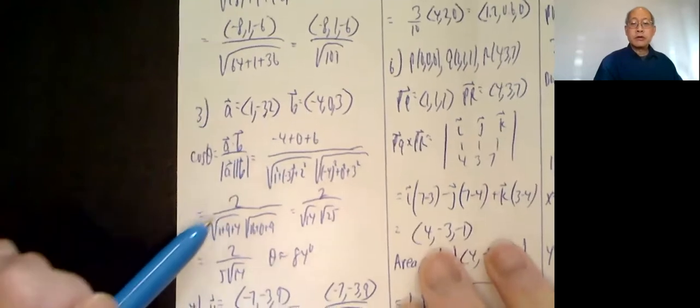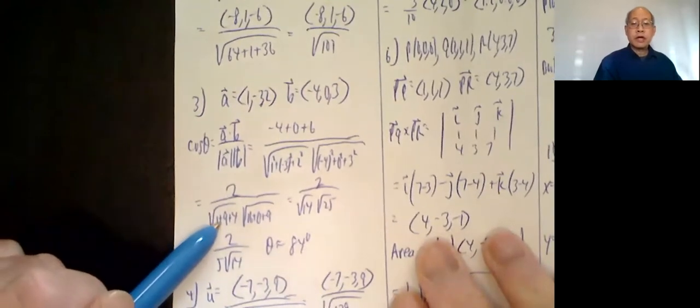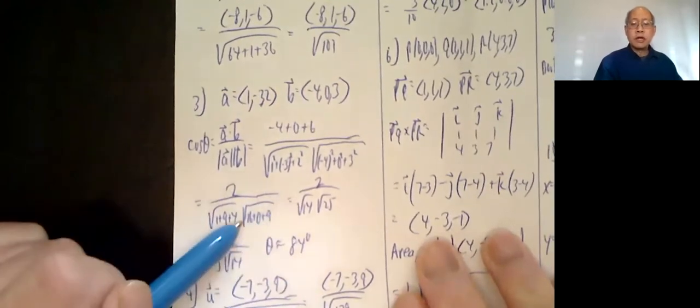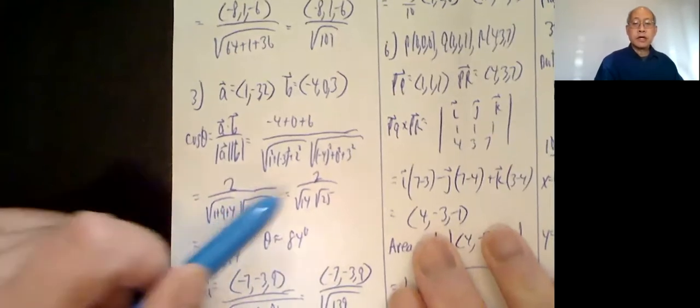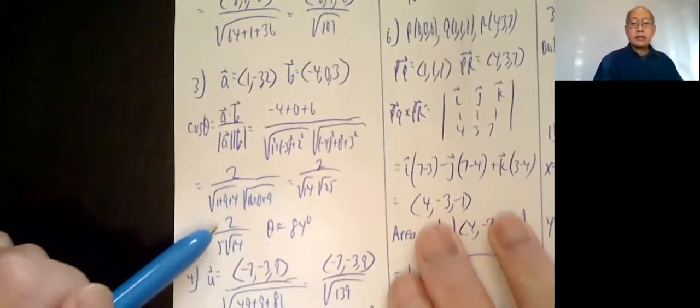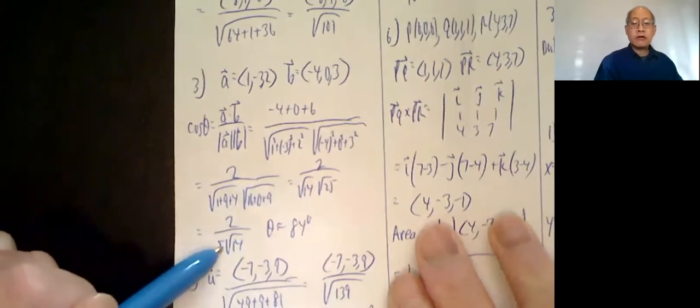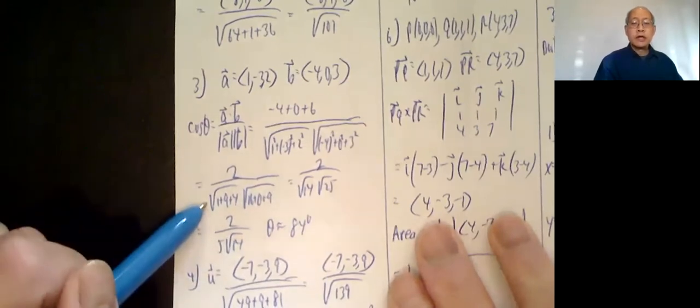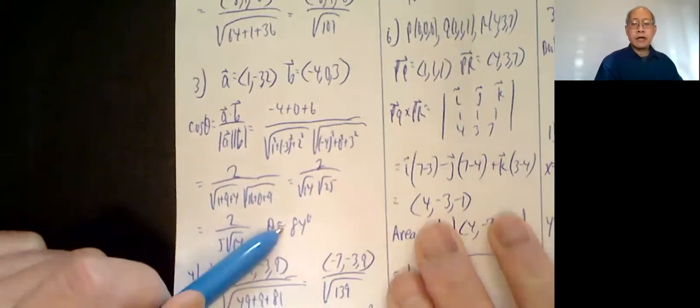Okay, so the top is 2. Bottom is radical 1 + 9 + 4, which is square root of 14. Bottom is 16 + 0 + 9, square root of 25. So that comes out to be 2 over 5 radical 14. That's cosine theta. Hit your inverse cosine button, and theta is about 84 degrees.